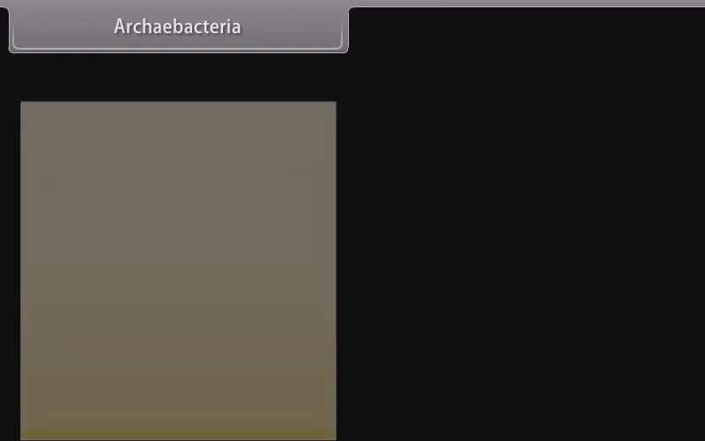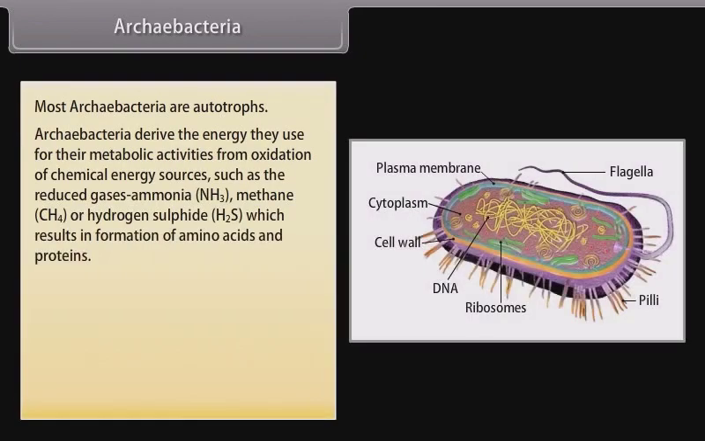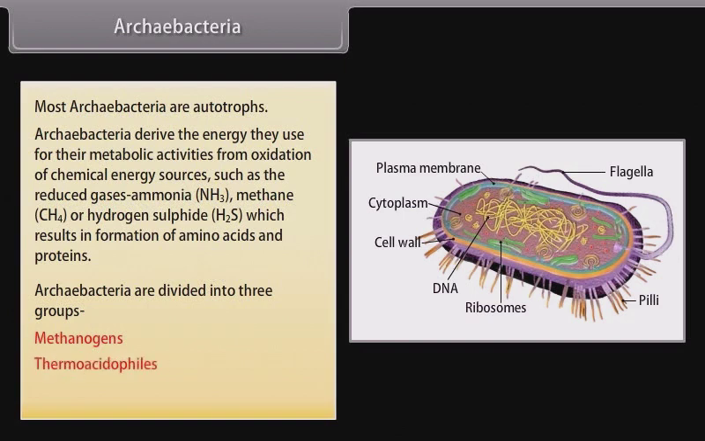Archaebacteria. Most archaebacteria are autotrophs. Archaebacteria derive the energy they use for their metabolic activities from oxidation of chemical energy sources such as the reduced gases ammonia NH3, methane CH4, or hydrogen sulfide H2S, which results in formation of amino acids and proteins. Archaebacteria are divided into three groups: methanogens, thermoacidophiles, and halophiles.